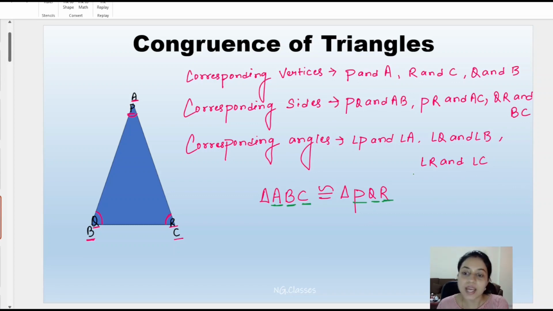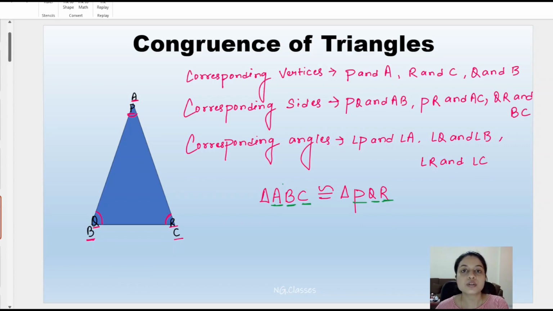Similarly, angle A and angle P must be corresponding angles with each other. Angle B and angle Q must be corresponding angles with each other. And angle C and angle R must be corresponding angles with each other.